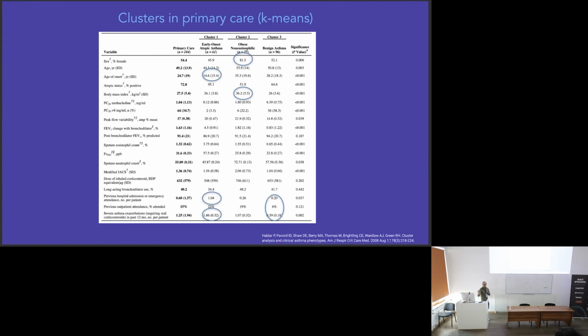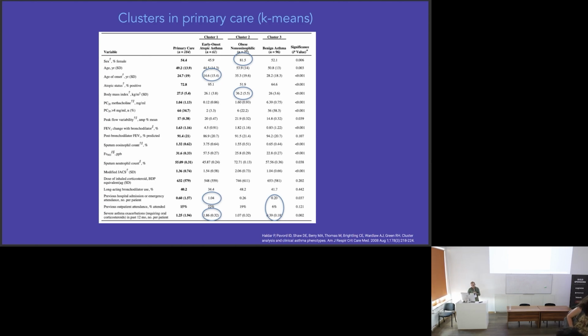For the primary care, they just did a simple K-means clustering. Let's look at the data. For example, they found three clusters. For the first one, we can see that in contrast to the second and third, we have younger patients. No, asthma started at a younger age, sorry.